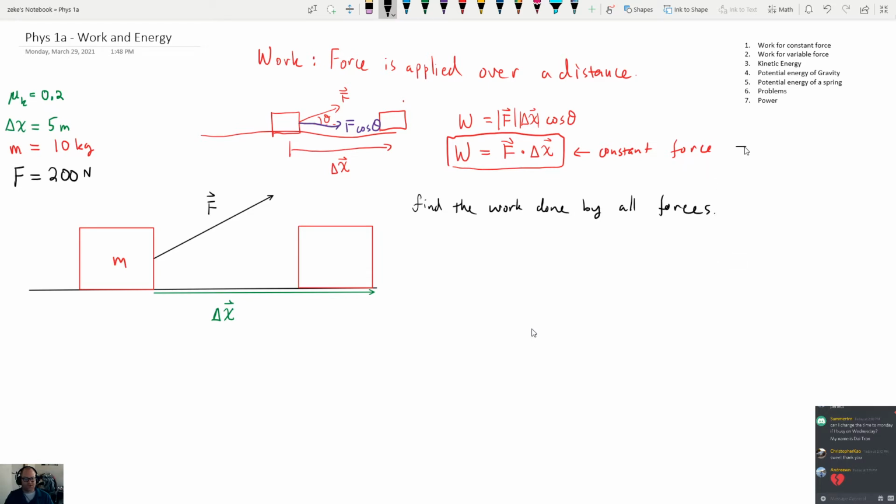By using our definition right here of what the work done by a constant force is. Okay, so let's go through and do the, I guess, so-called easy part first. We want to label all the forces that are acting on this box here. So there's going to be a normal force acting on the box from down here.